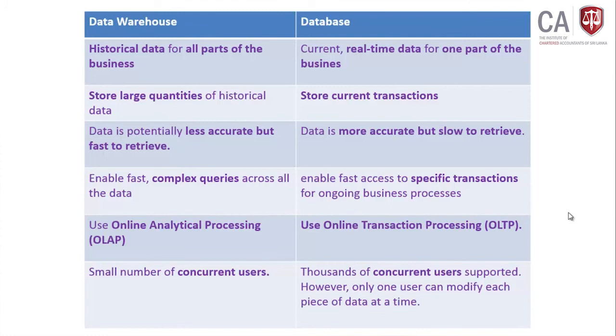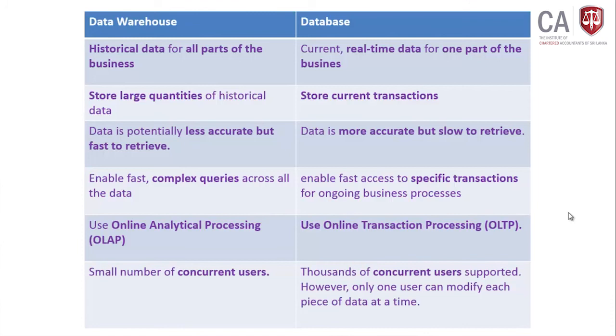In the data warehouse, data is less accurate but fast to retrieve. We cannot judge that the data is accurate in a data warehouse. It is less accurate than databases. But it is very fast, right? It has very good indexing and very good retrieving methods, so the data can be accessed very fast. In the databases, data is more accurate but slow to retrieve.